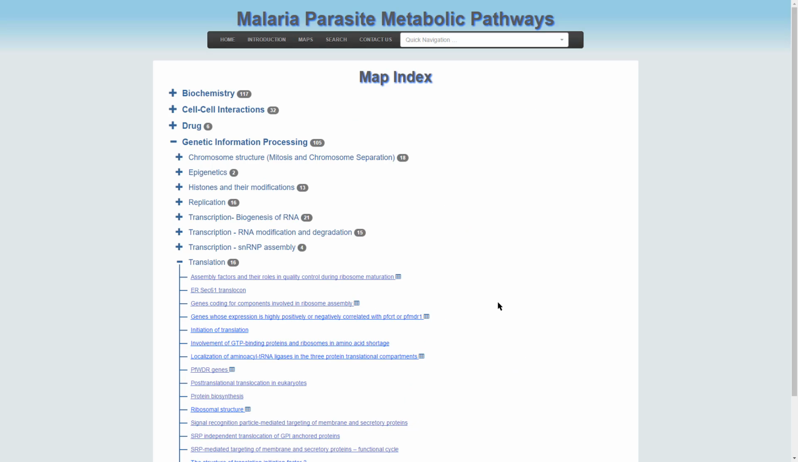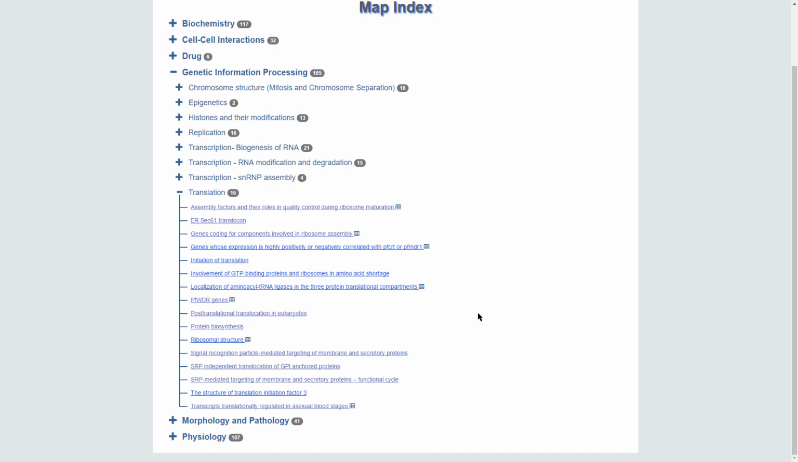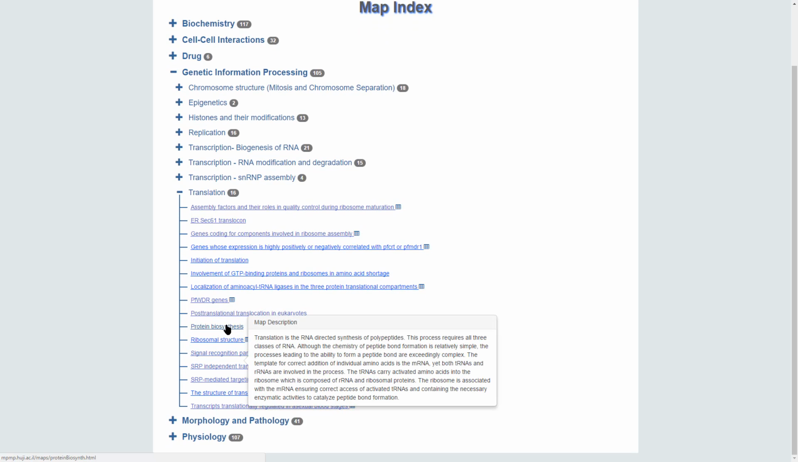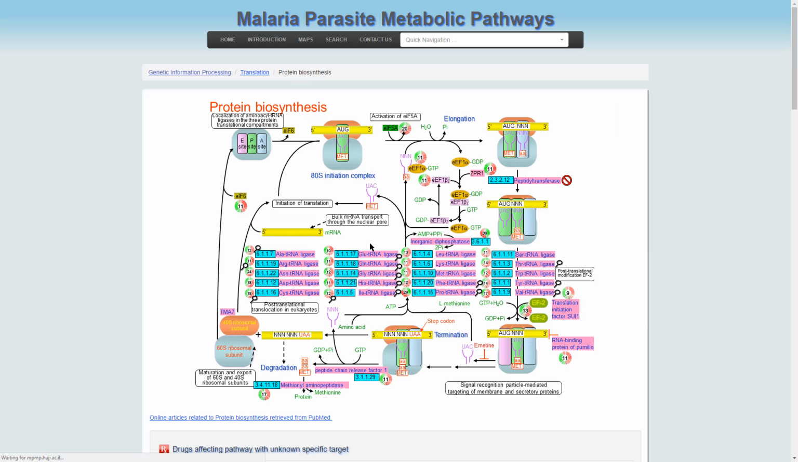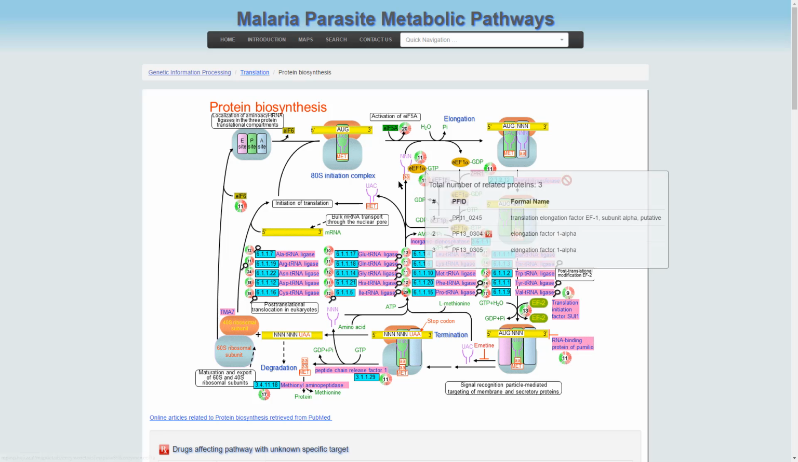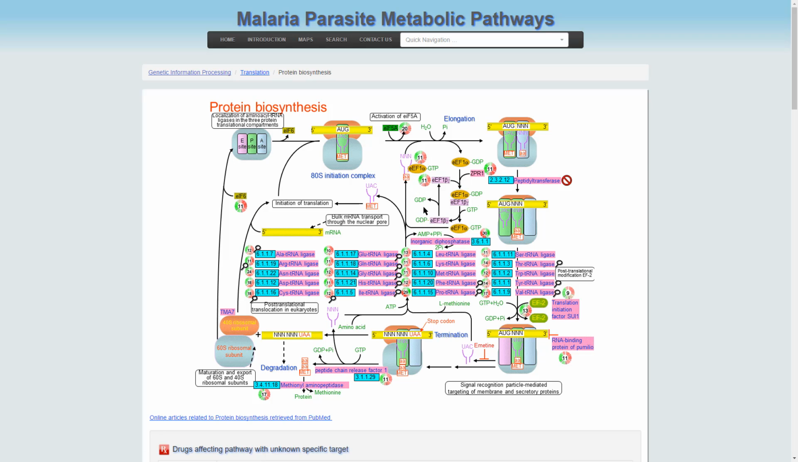Now we go to translation, and of course the obvious thing to look for is protein biosynthesis. And here we have this integrated map, which contains not only all the amino acid tRNA ligases, but also the elongation and activation factors, and the termination, and the dissociation of the ribosomal unit, and reassociation, and so on.